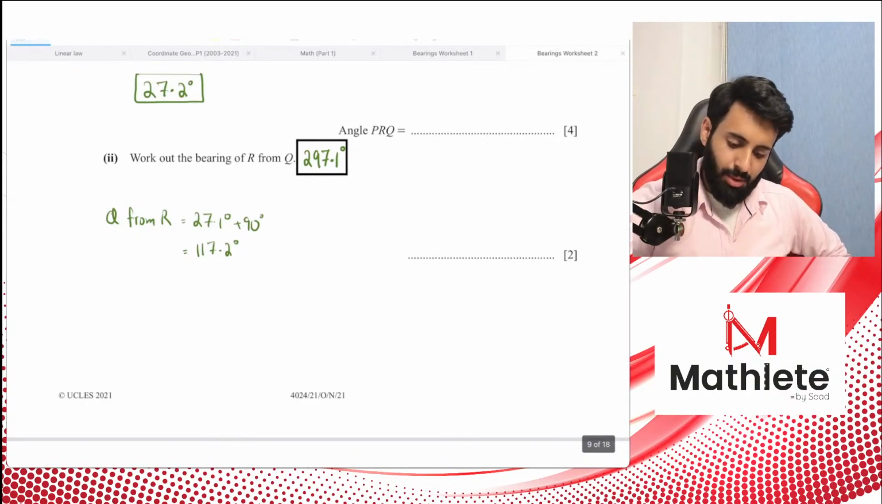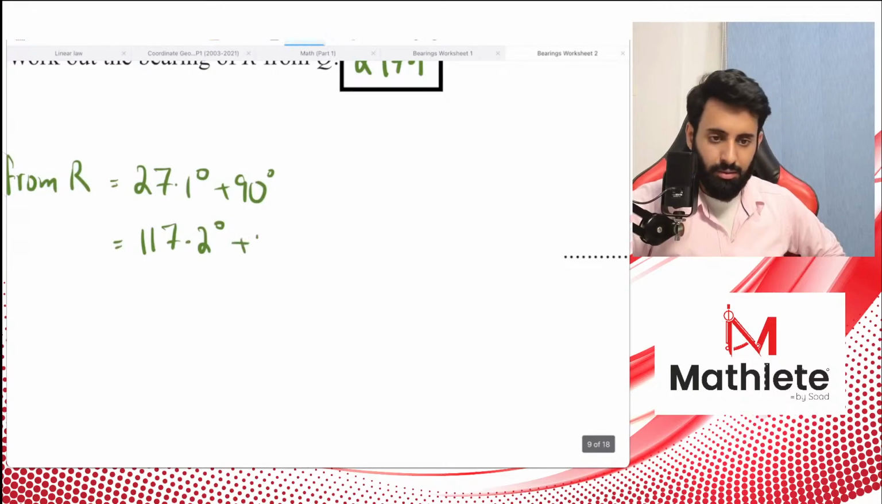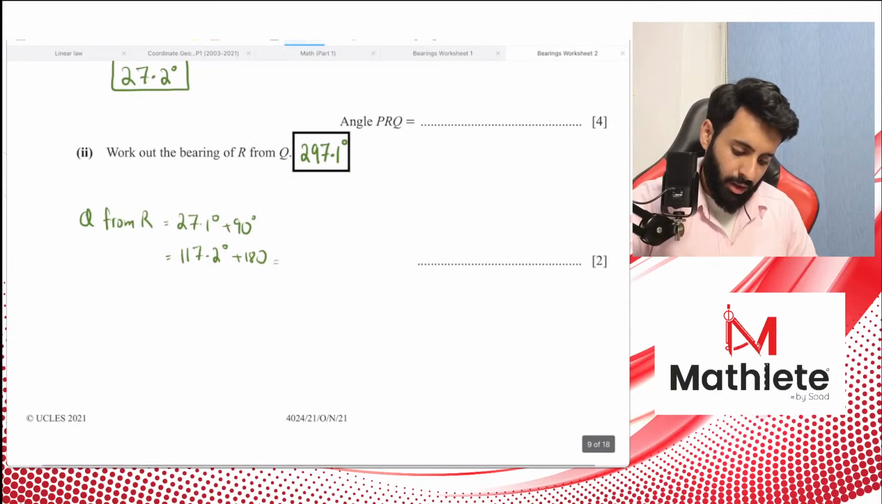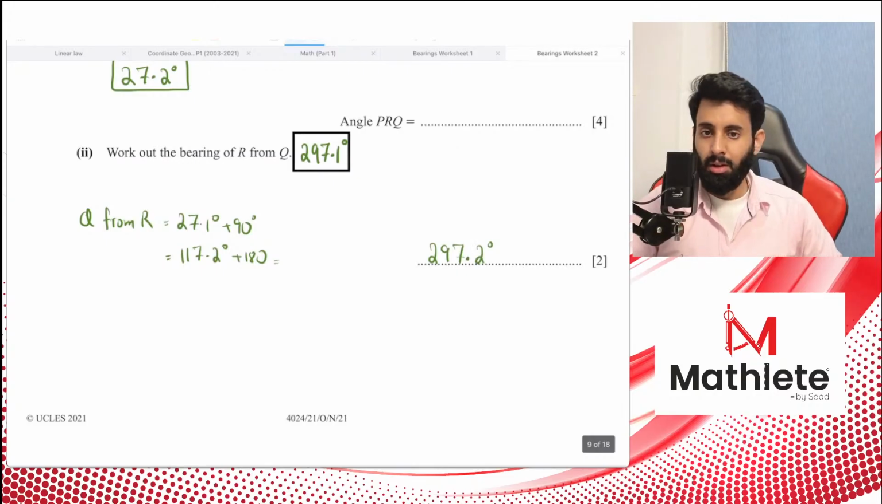Plus 180. Yeah, that's what you do. You add 180, because the given bearing is less than 180, and when you do that, you get 297.16, which then becomes 297.2.